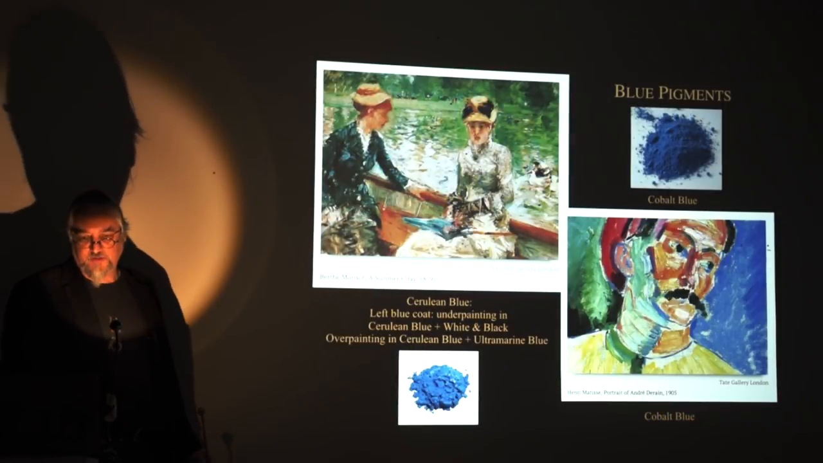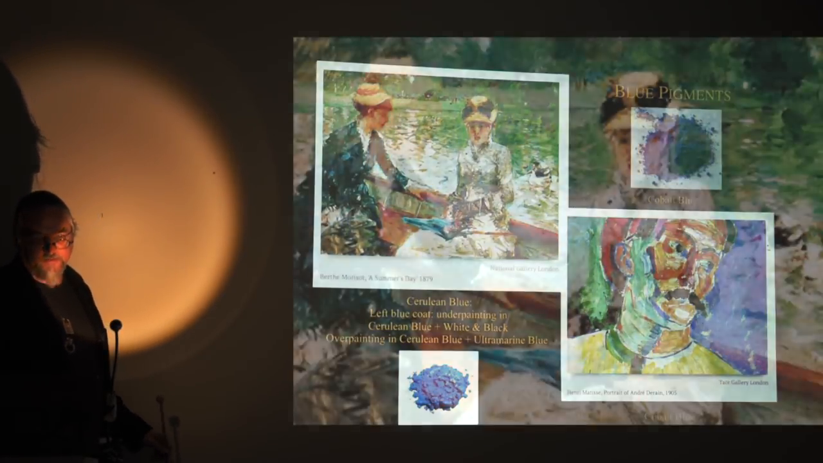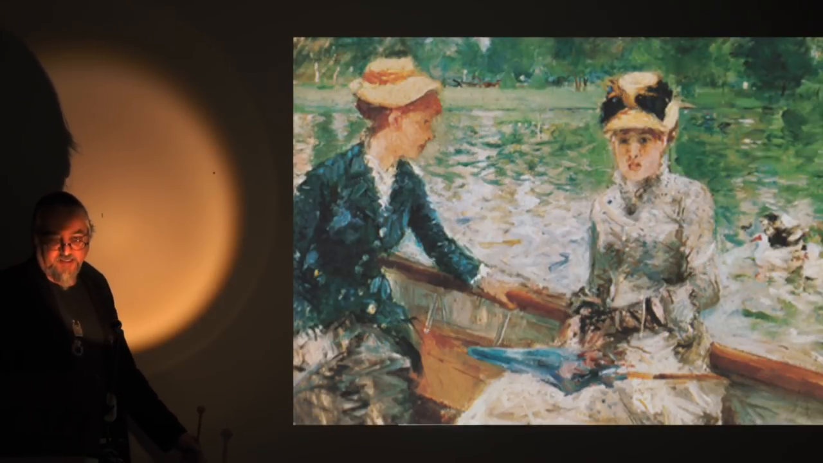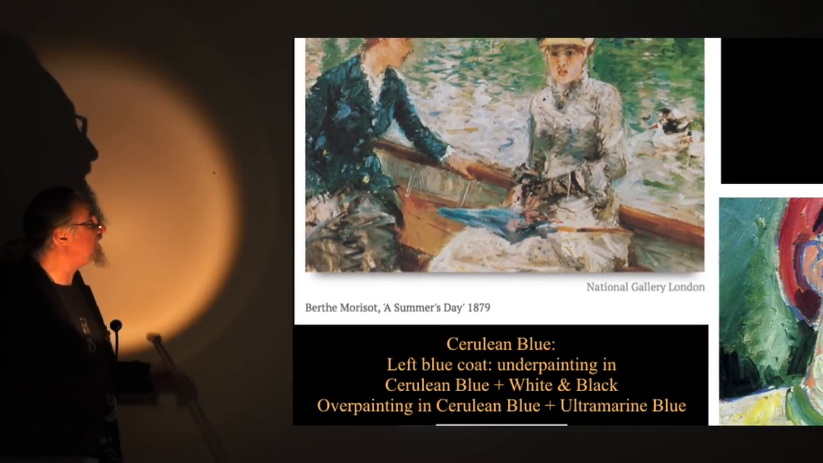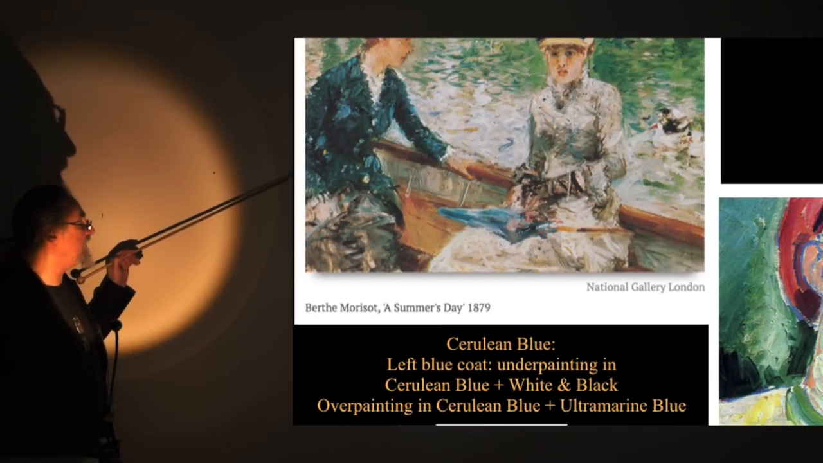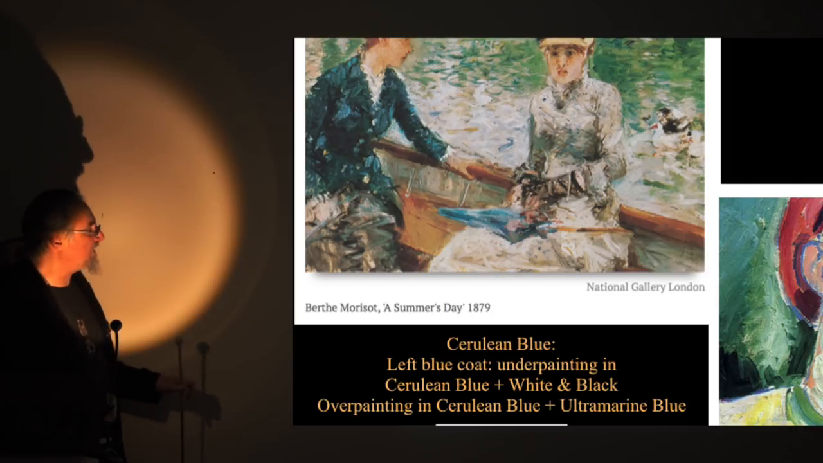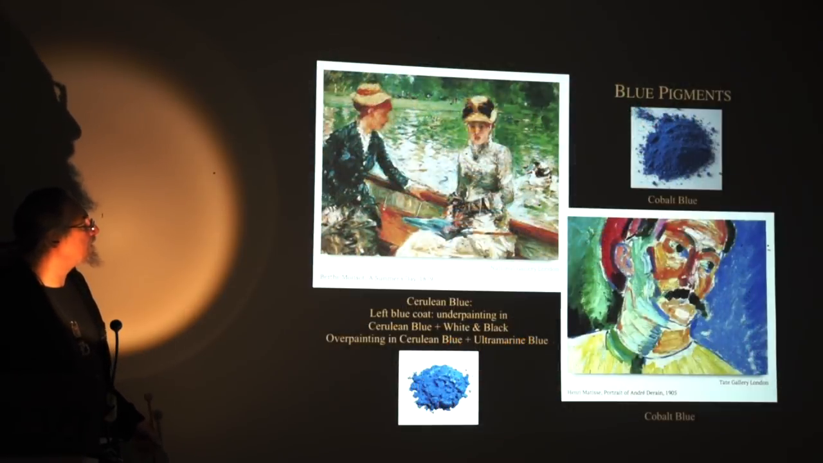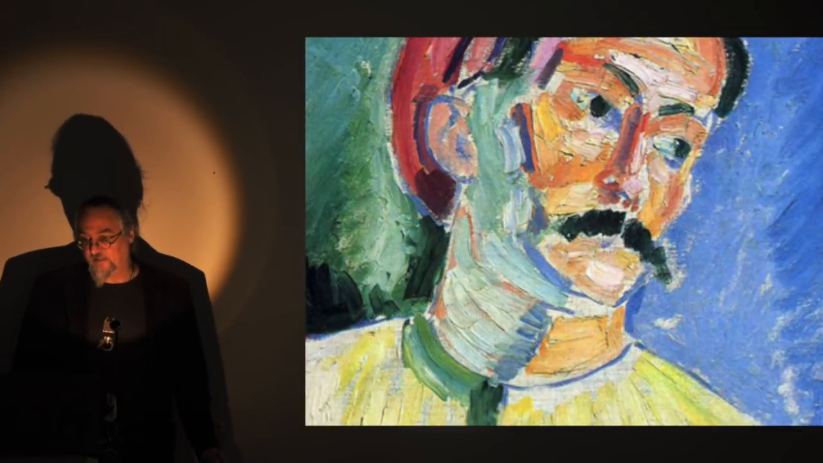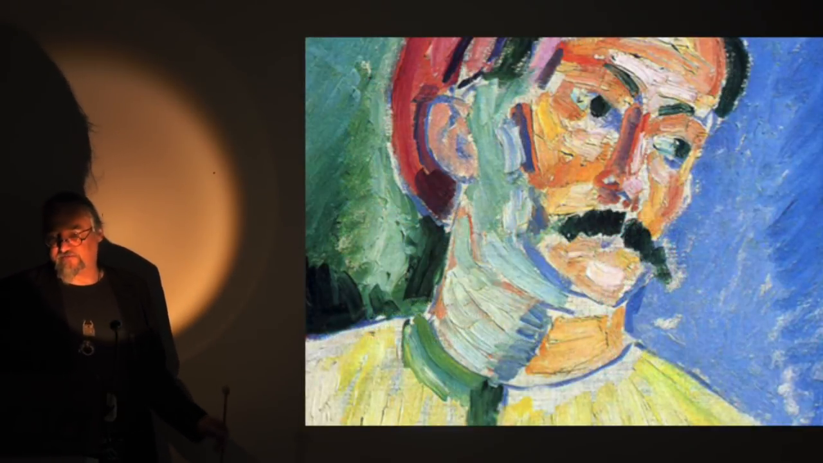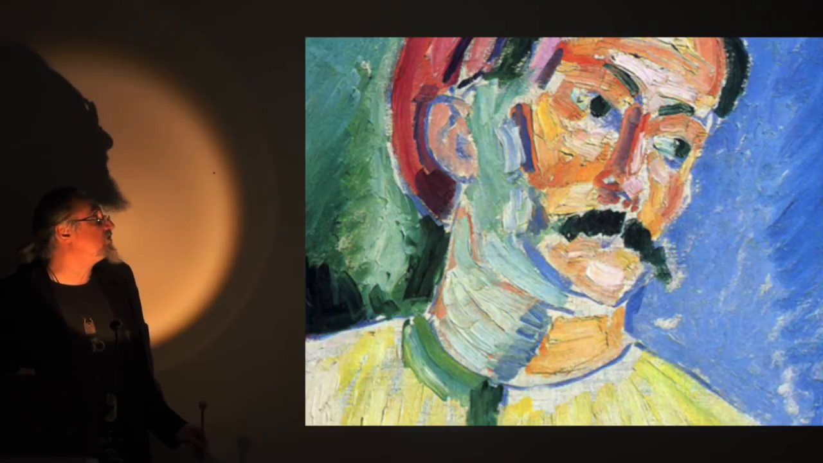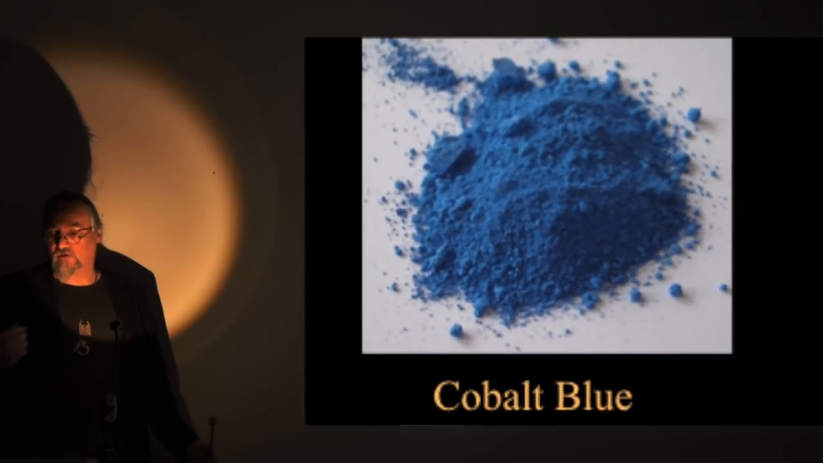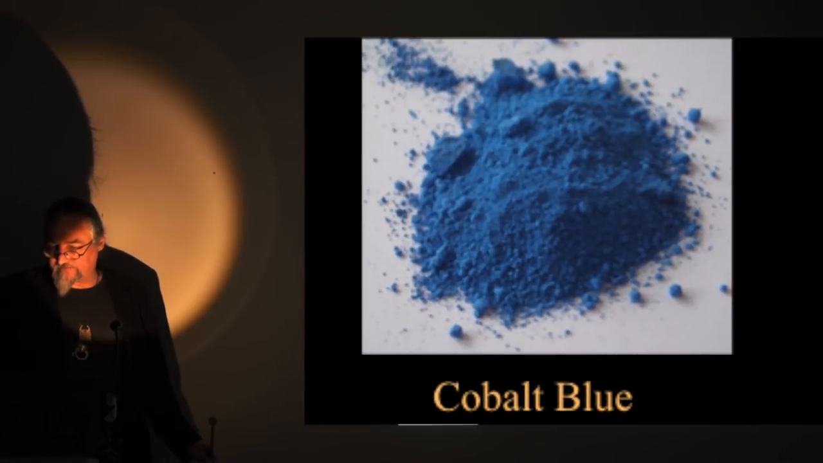Moving into more modern periods now, Berthe Morisot, A Summer's Day, 1879. She's using cerulean blue to create the hues of this coat over here. Cerulean blue plus white and black, overpainting with ultramarine. And on the right, Matisse, Le Fauve, as he was called in France, the wild beast, using these strong colors. And the blue that you see on the right then, a strong cobalt blue mixed with white.